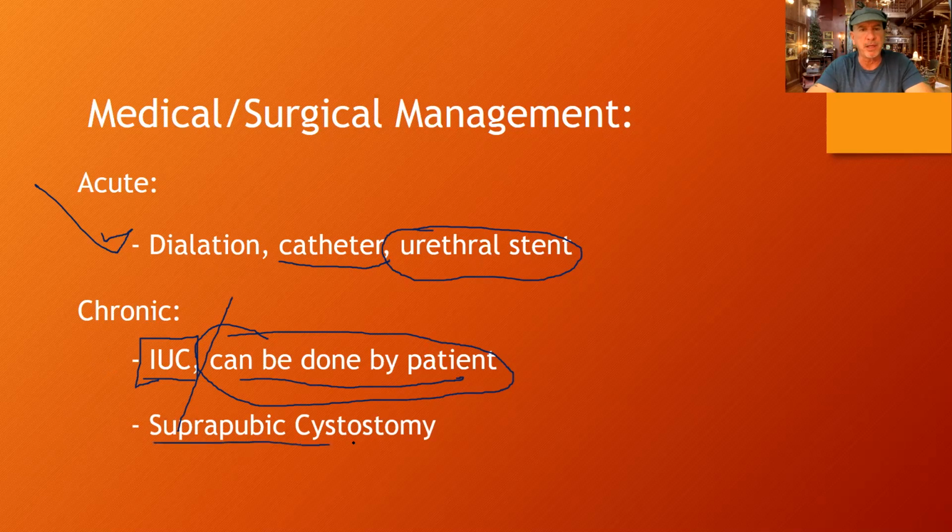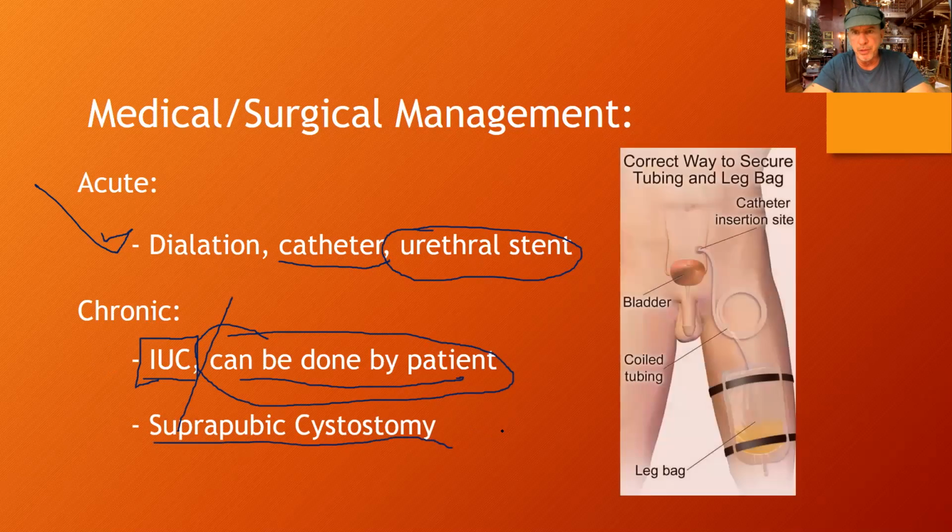Suprapubic cystostomy, that is like a colostomy, only it's a colostomy for the bladder. Do I have a picture of that? Yeah, I do. Okay. They actually poke a tube into your bladder, which then drains into a bag, just like an indwelling catheter. Now that is that there's something really bad going on down here.